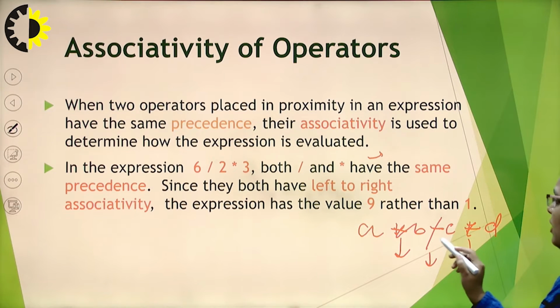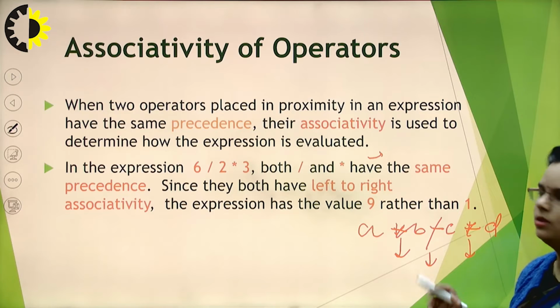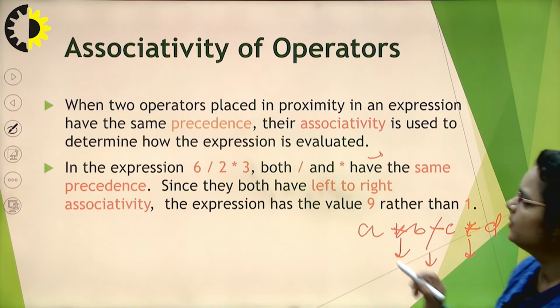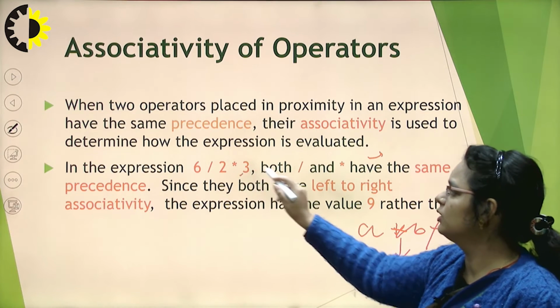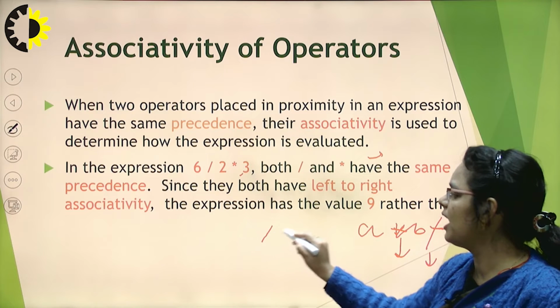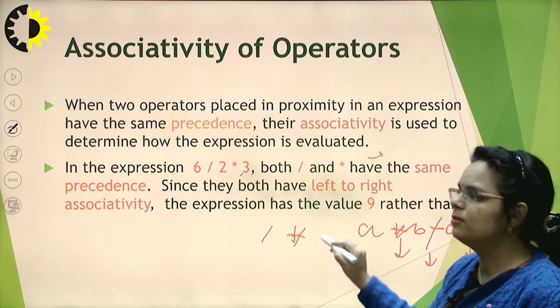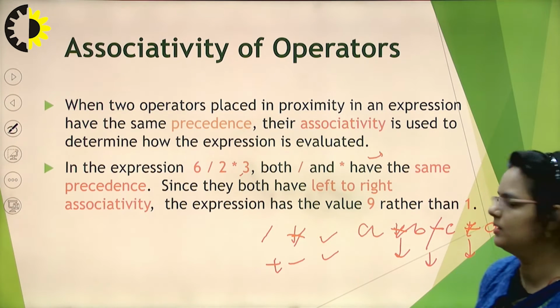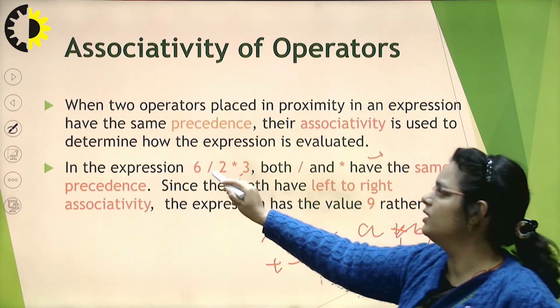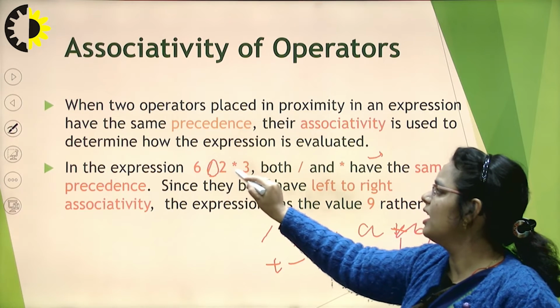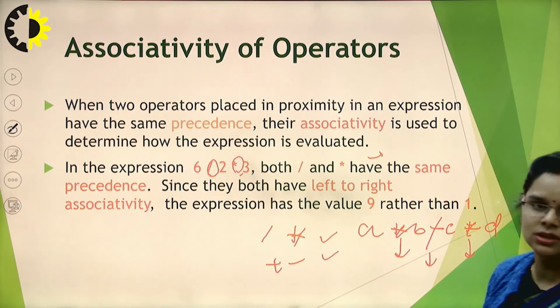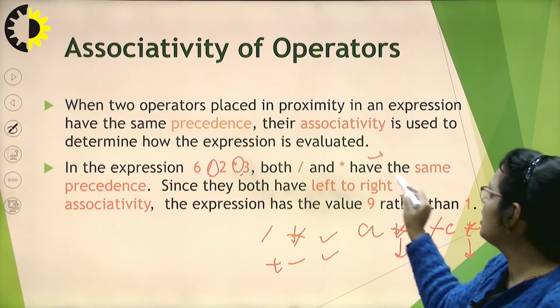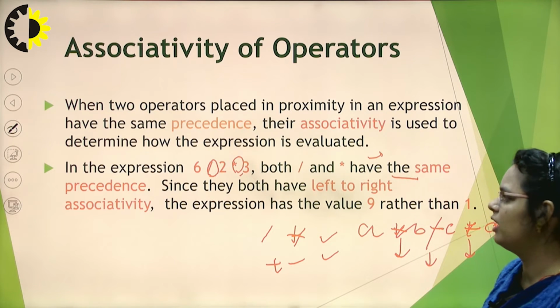So here associativity actually tells which multiplication is to be evaluated first, the left one or the right one. So this is what associativity is. In this expression, 6 divide 2 into 3, we know that division and multiplication both have the same precedence, and addition and subtraction both have lower precedence. So when we see such operators with the same precedence, which has to be evaluated first?